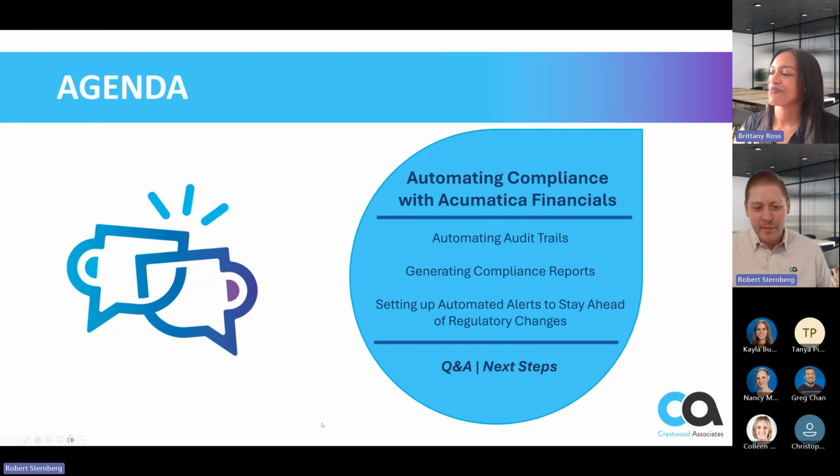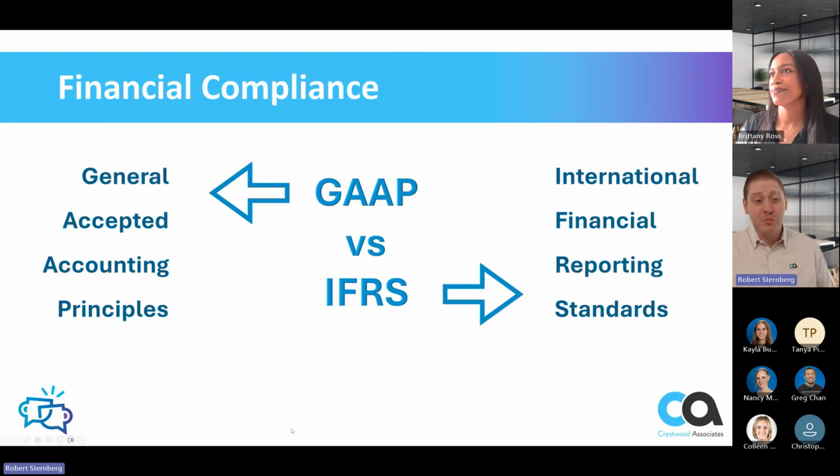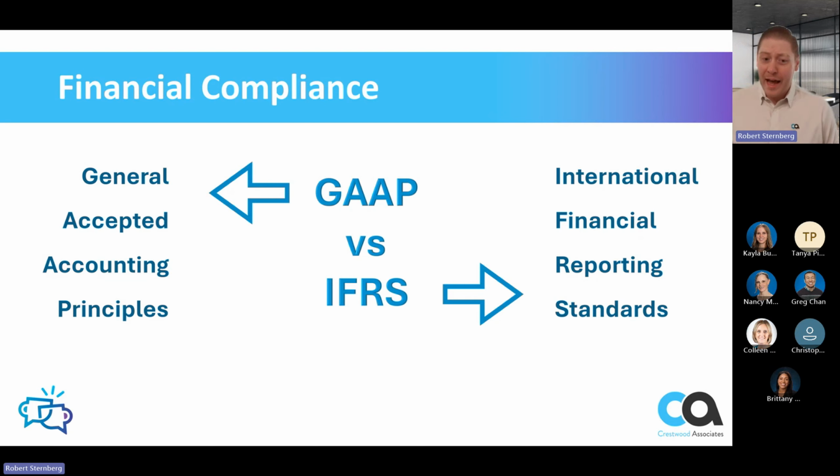First, I just want to talk about what is financial compliance. There are two major systems that we're going to be looking at today, and that's GAAP and IFRS. There are some differences between the two systems, but first I want to talk about where they're commonly used. GAAP is a US compliance system. It stands for Generally Accepted Accounting Principles, whereas IFRS is the International Financial Reporting Standards.